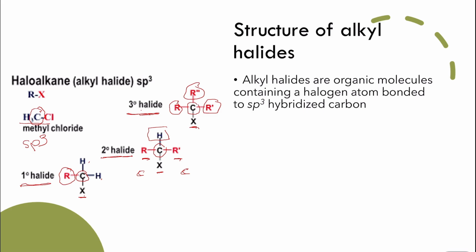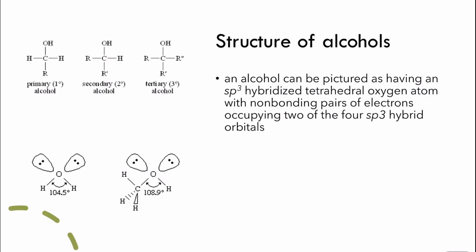So to summarize, in an alkyl halide, the carbon is an sp3 hybridized carbon, and we have primary, secondary, and tertiary. Alcohols have the exact same structure as alkyl halides and still have the same three classes, primary, secondary, and tertiary, based on how many hydrogens or how many other alkyl groups are attached to the carbon which is attached to the hydroxyl group, which is the functional group.